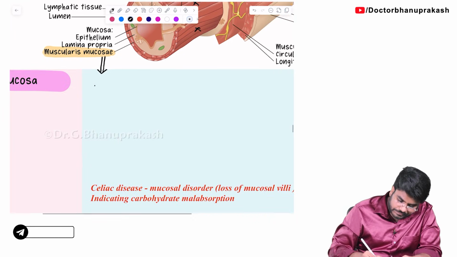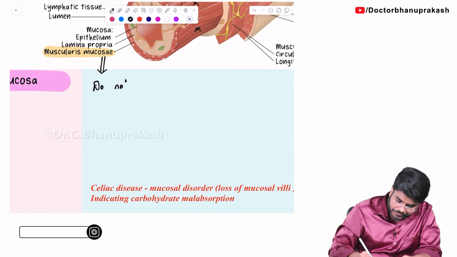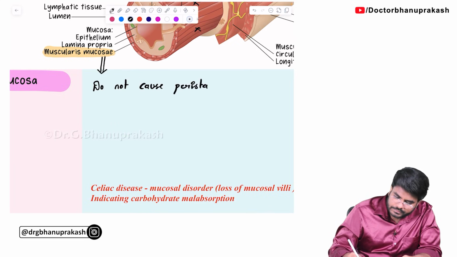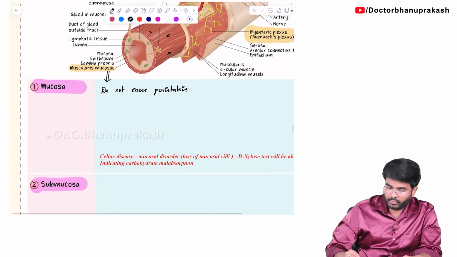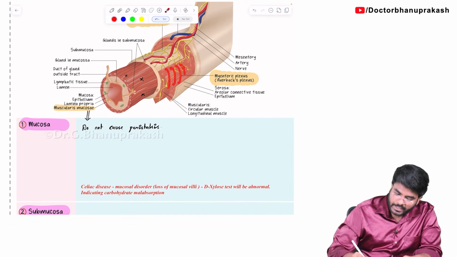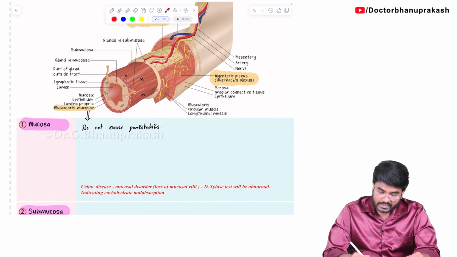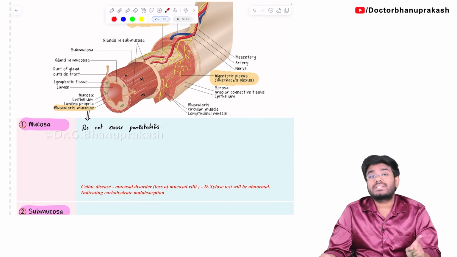They do not cause peristalsis. Then what are those muscles which are involved in the peristalsis? These muscles which I am highlighting here, the muscularis propria, are helping in the peristalsis, not the muscularis mucosae.